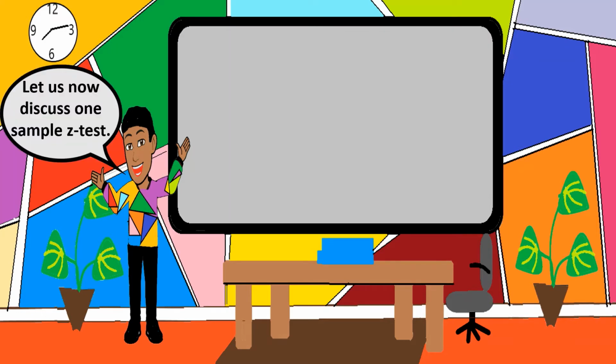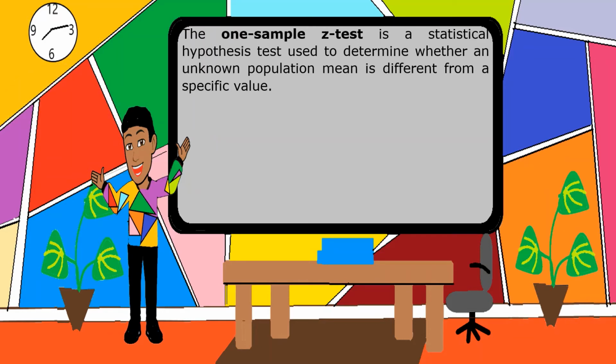Let us now discuss one-sample z-test. The one-sample z-test is a statistical hypothesis test used to determine whether an unknown population mean is different from a specific value. The formula for this is z is equal to the sample mean minus the population mean all over the population standard deviation, or could have S, the sample standard deviation, all over the square root of the sample size n. This is used for n which is greater than 30 and a variance is known.